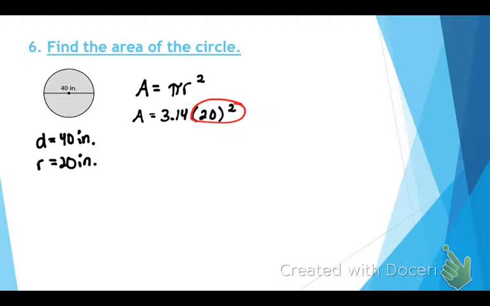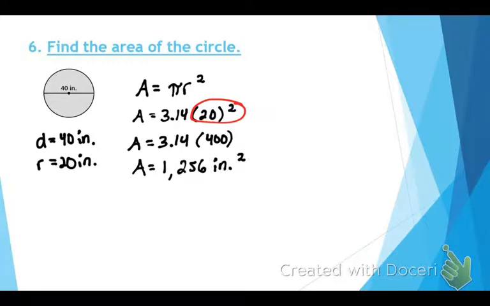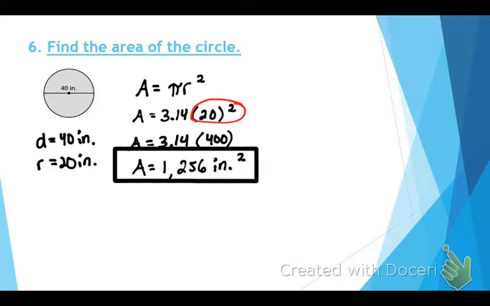Guys, what's 20 times 20? 400. And then go ahead and multiply that by pi, and what do you get? 1,256 inches. And remember to square the units because we have the area. Any questions on how we found the area of that circle?